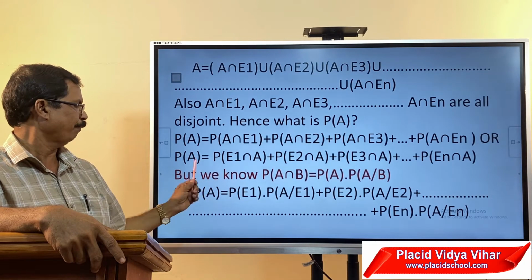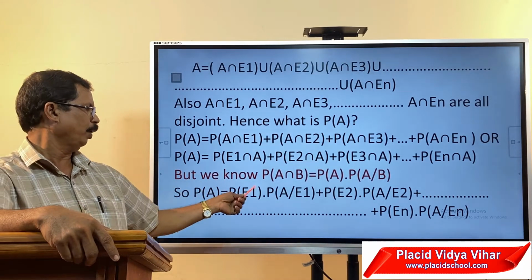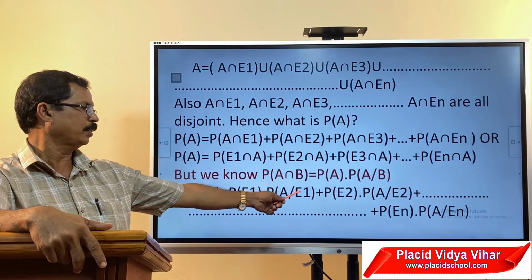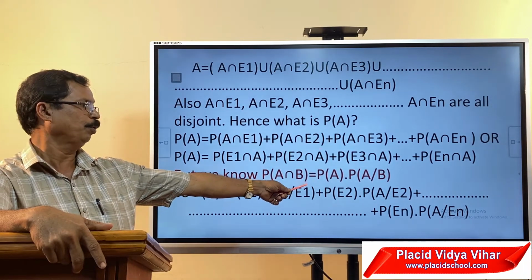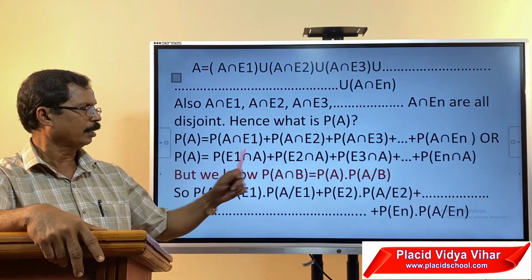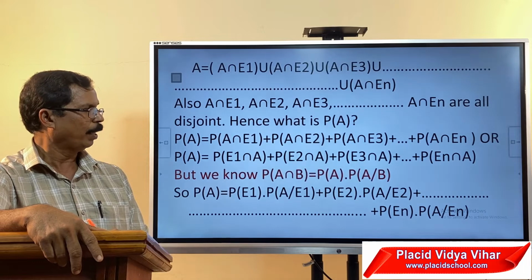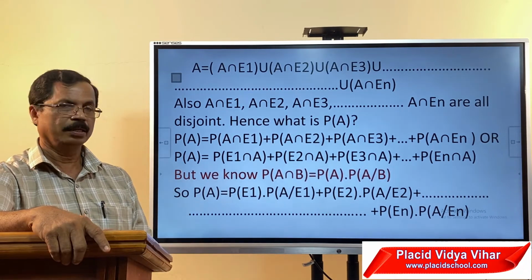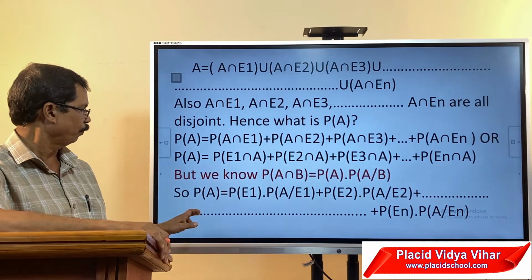So you can write P of A is equal to P of E1 into P of A given E1, then plus the next one is replaced by P of E2 into P of A given E2, then you continue plus etc. Then you write the last one, that is plus P of En into P of A given En. So this completes the proof.